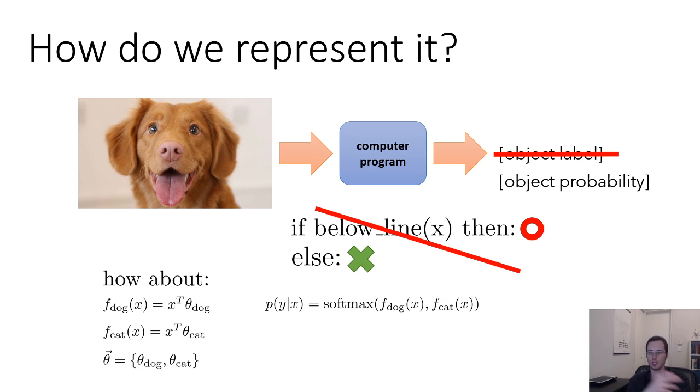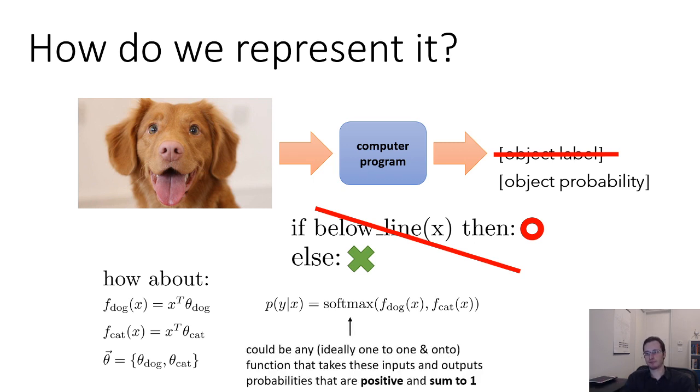And f dog and f cat are defined here as these linear functions. I haven't defined softmax yet, but the job of softmax will be to take these real valued numbers that f dog and f cat produce and somehow force them to be positive and to sum to 1. And if we can do that, then we have a valid program for producing object probabilities, a valid function with parameters that we can learn.